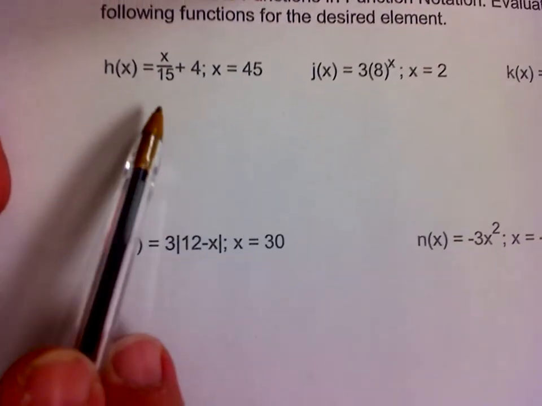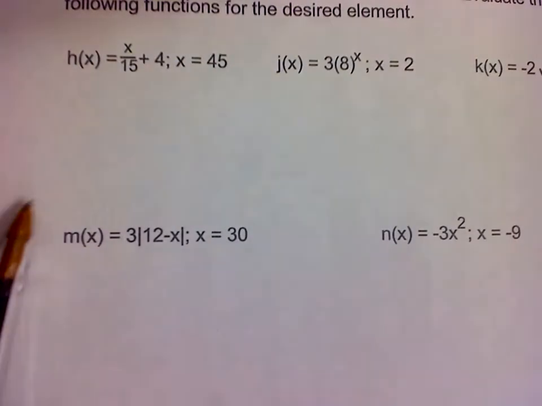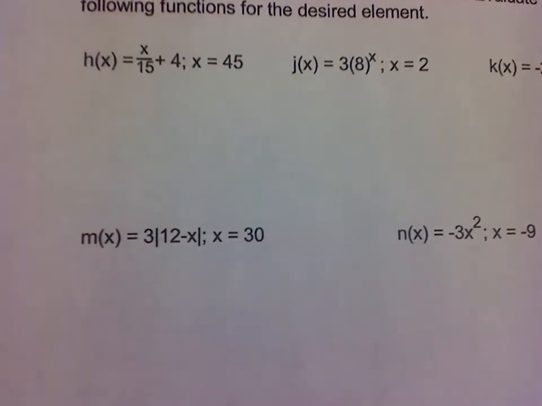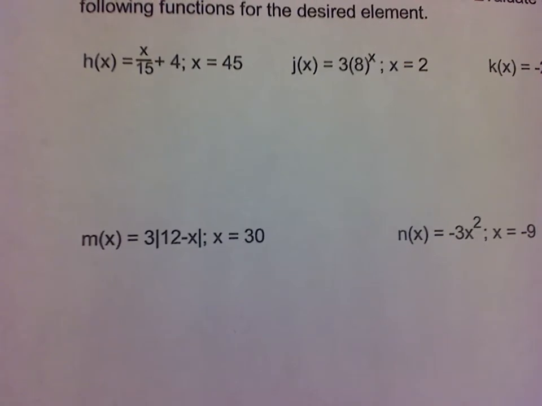Now you notice here how we have h of x, j of x, k of x, m of x, n of x. We can use any letters in the alphabet. Normally, we don't use some letters. One we don't use is i, simply because we talk about that with imaginary numbers later on in algebra. We might not use l because it looks like a 1. We might not use o because it looks like a 0.